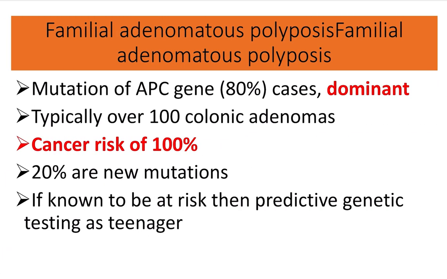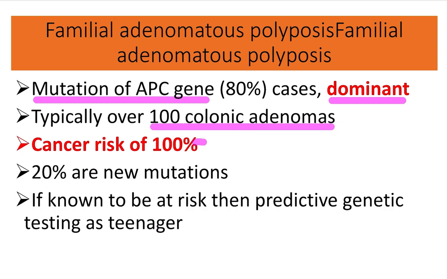First of all, let's see familial adenomatous polyposis coli, or FAP. It occurs due to mutation of the APC gene, which is autosomal dominant. Typically there are more than 100 colonic adenomas in colonoscopy, and the cancer risk is 100%. In FAP, the risk of development of cancer is 100%, and 20% are usually new mutations.